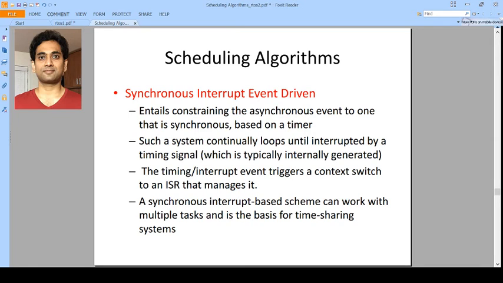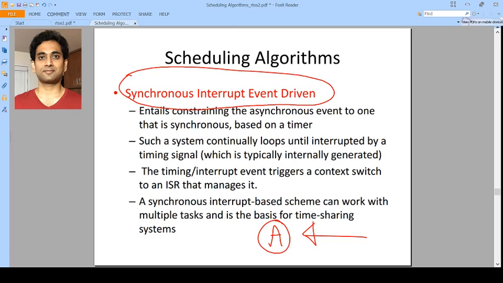And then there can be synchronous interrupt event driven. In the case of asynchronous interrupt event driven, the interrupt could have occurred at any instant of time. There is no telling when the interrupt could occur, but in synchronous interrupt event driven, the interrupts occur only based on a particular timer.